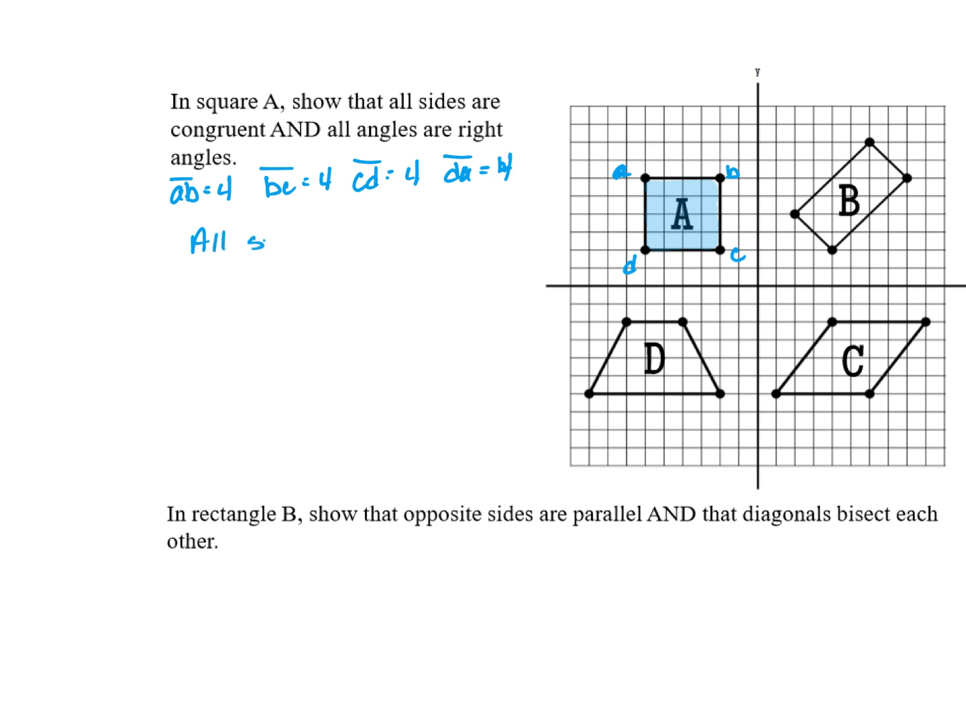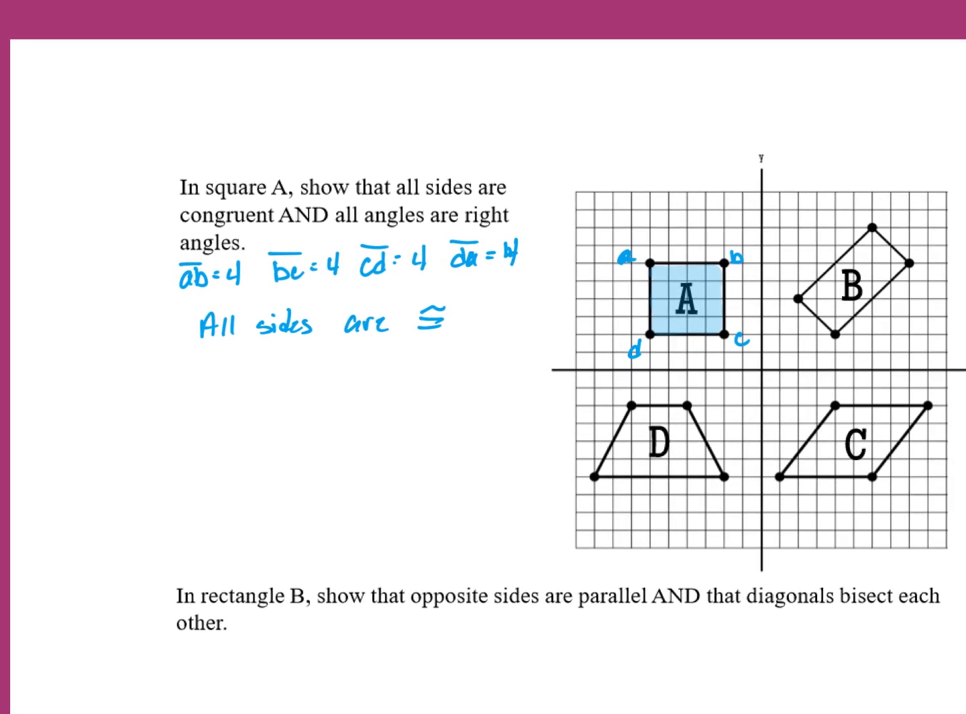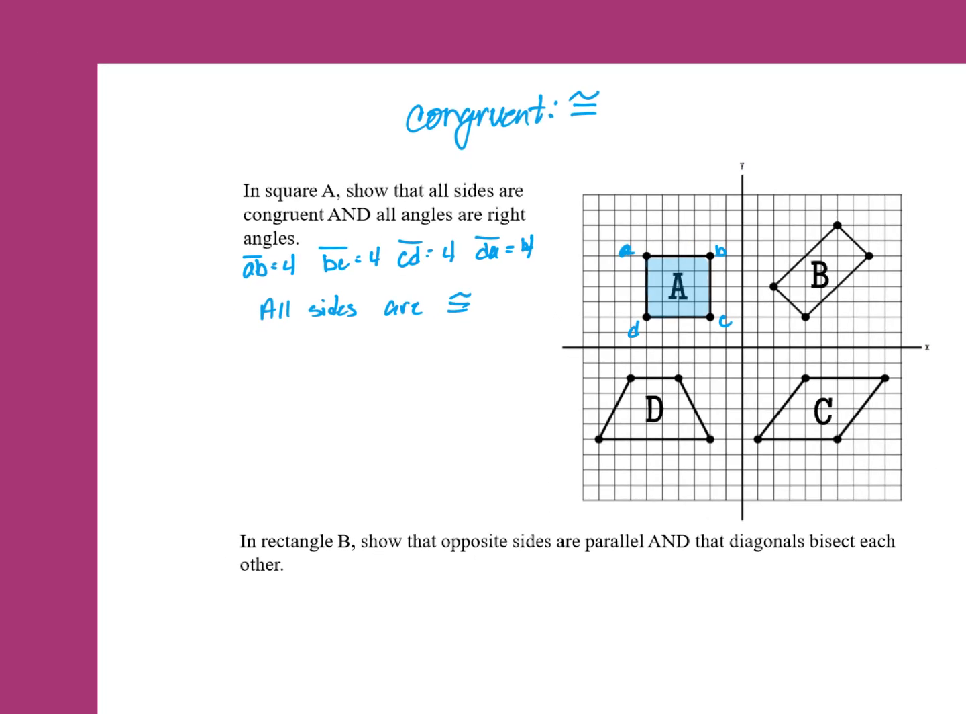All sides are congruent. And I'm not going to spell out the word congruent. That little symbol means congruent. Okay, all sides are congruent. I can use this little symbol. It's an equal sign with a similar sign on top, so I don't have to spell out congruent every time. I can just use that little symbol, and that means congruent.